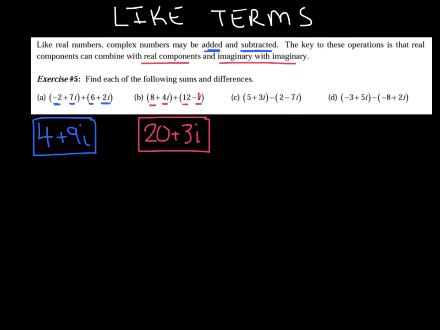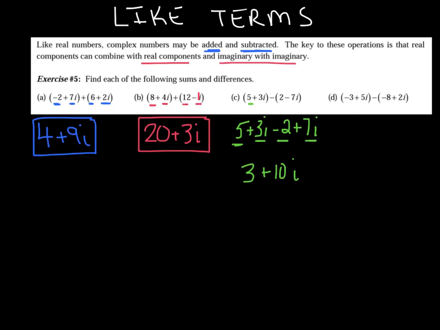Alright, third one. You know what? Let's do this first. Let's go ahead and distribute that negative. So this is really 5 plus 3i minus 2 plus 7i. Now we'll combine like terms, combine the 5 with the -2 and get a 3. And then we'll combine the 3i with the 7i for a total of 10i. Alright, so all we're doing is combining like terms.